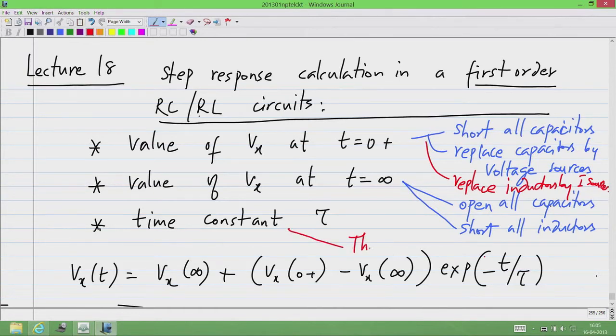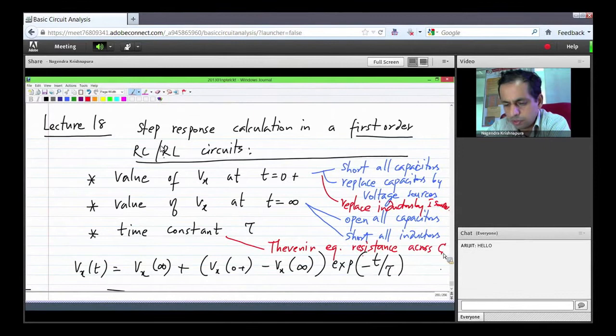And finally, how do you find the time constant tau? You find the Thevenin equivalent resistance across the capacitor. So, this is the algorithm. Now, are there any questions about this? Any questions about these steps, how to follow them, how they come about?